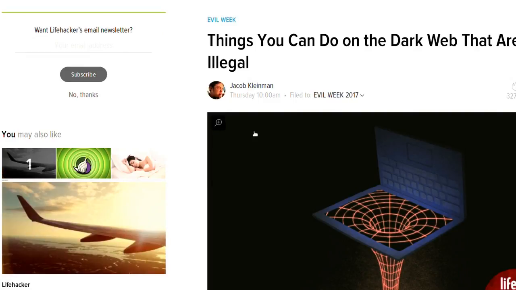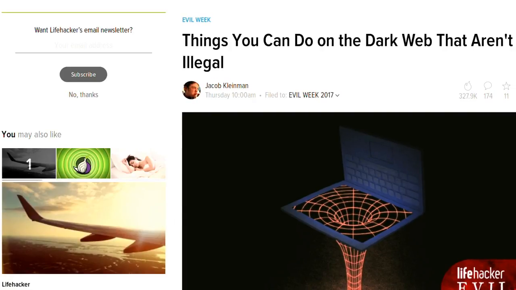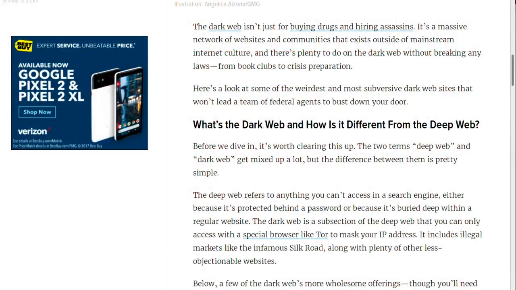We got one more roundup item today. And I like this topic because we talk about it, but don't always necessarily have a great set of examples. But here's some things you can do on the dark web that aren't illegal. I'm just going to read 2 paragraphs out of this. The dark web isn't just for buying drugs and hiring assassins. It's a massive network of websites and communities that exists outside of mainstream internet culture. And there's plenty to do on the dark web without breaking any laws, from book clubs to crisis preparation.